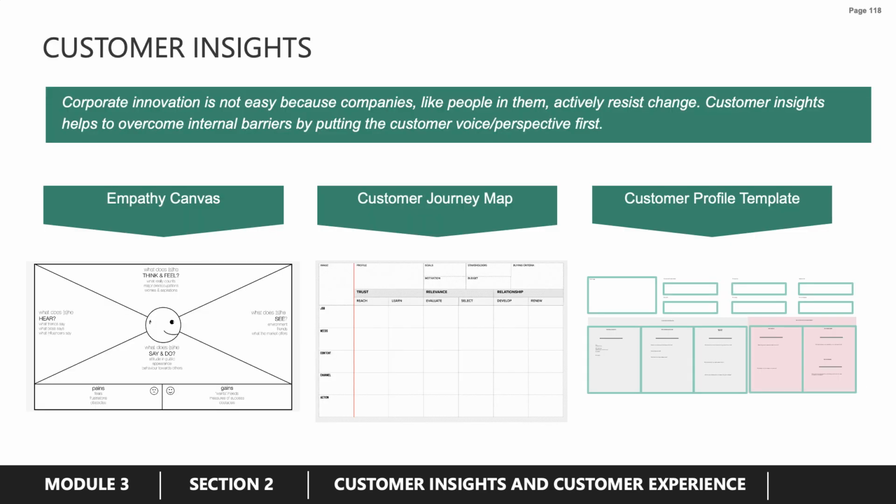Now, there are a number of tools we can use. There are such things as the empathy canvas, which helps us maybe understand and think about our customers in a better way. There's a customer journey map, which helps us understand how people, buyers in particular, come to be aware of our product or service and the experience that they then go through. There's also something that we've developed which is called the customer profile template, which is a systematic way to understand your customers.